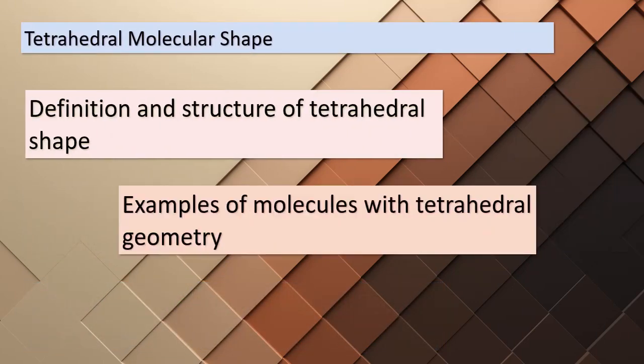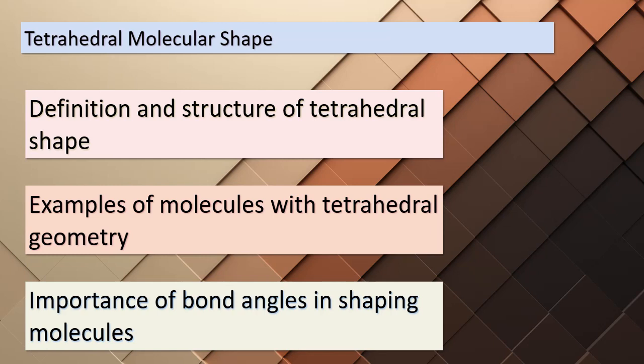Hello again, inquisitive scholars. Let's begin our exploration of the 5 basic molecular shapes with the tetrahedral geometry. In a tetrahedral shape, the central atom is surrounded by 4 bonding pairs of electrons, creating a pyramid-like structure. Molecules like methane beautifully exhibit this shape.